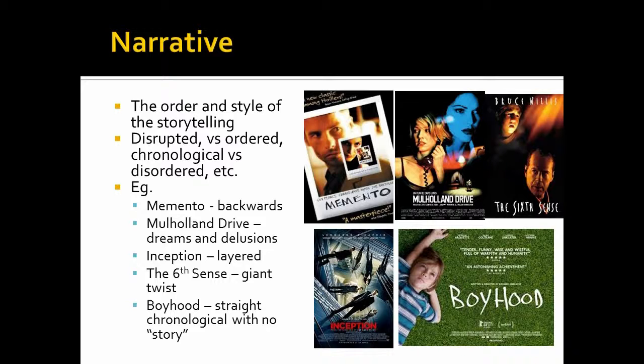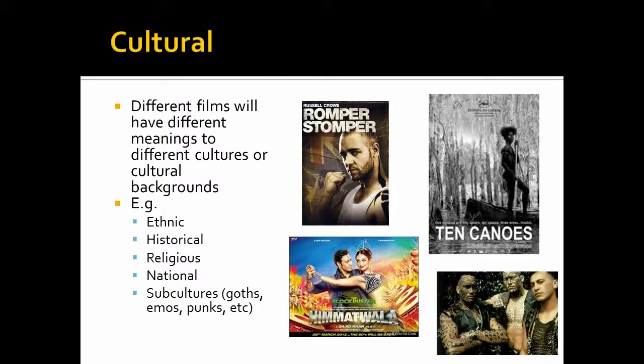And Boyhood, completely straight. The film follows somebody growing up for 12 years with no little sign saying next year or next summer. Instead, it just carries on through his life, and you watch the character of Mason growing up over a series of 12 years. There's no story, it's just a series of events. That narrative creates a different style of film.